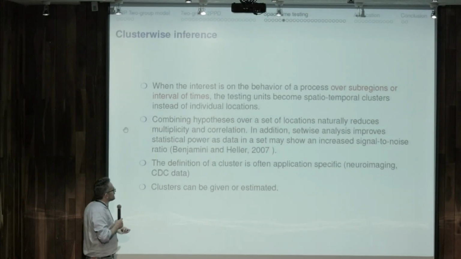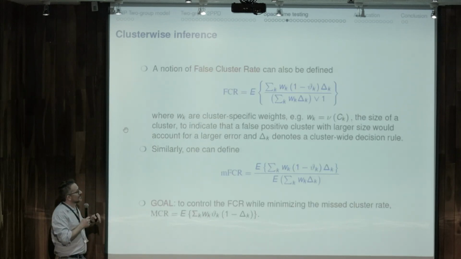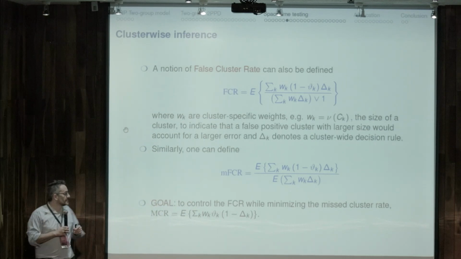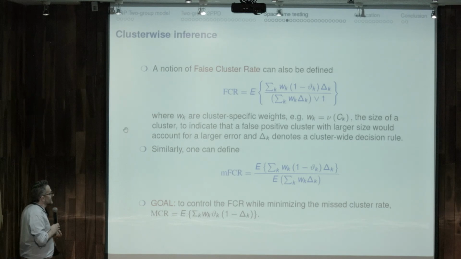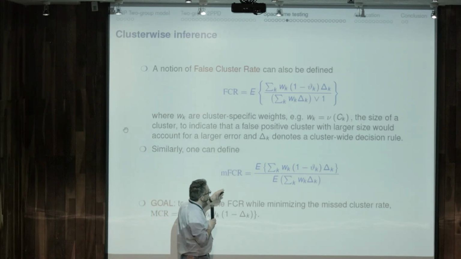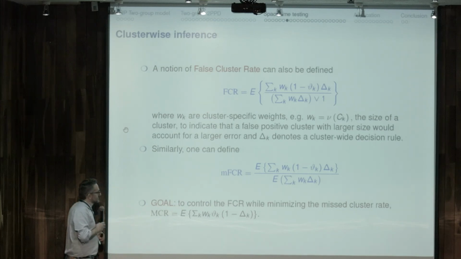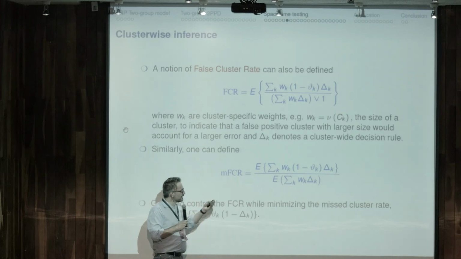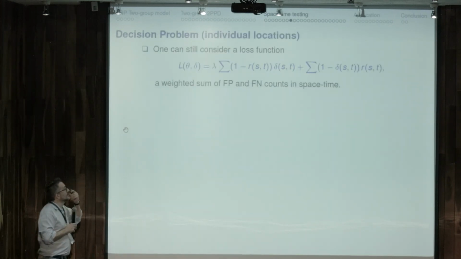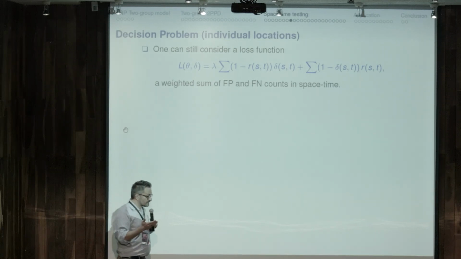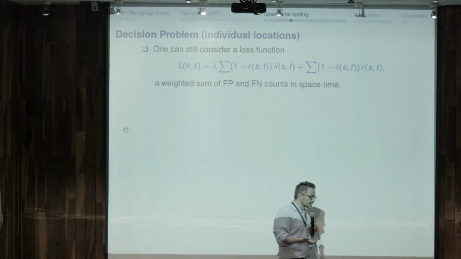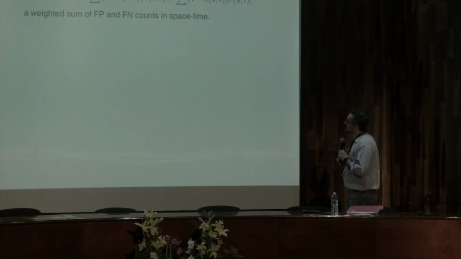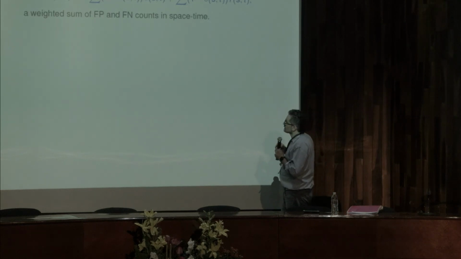So this is a peculiarity that has to be taken into account, but still at the same time, one can obtain a notion of false cluster rate, and similarly a notion of missed cluster rate, misclassification rate. And the goal usually is to control the false cluster rate while minimizing the miscluster rate. Both of these problems can also be confronted from a statistical decision problem perspective. I'm going to focus right now just on the individual location problem.